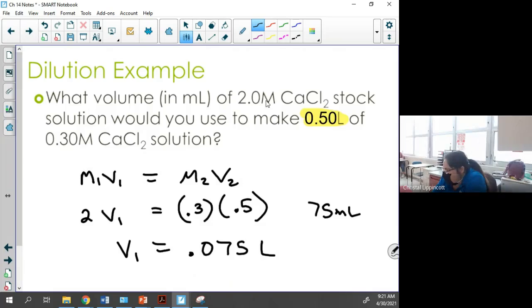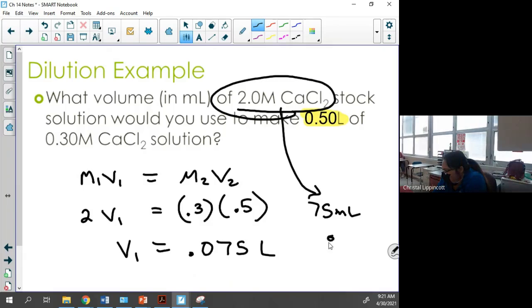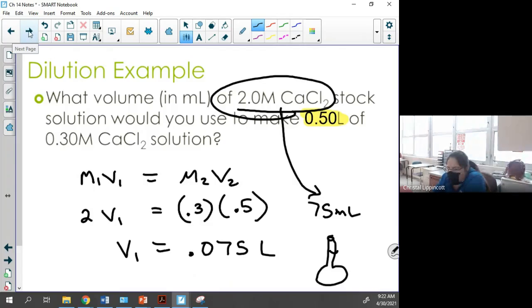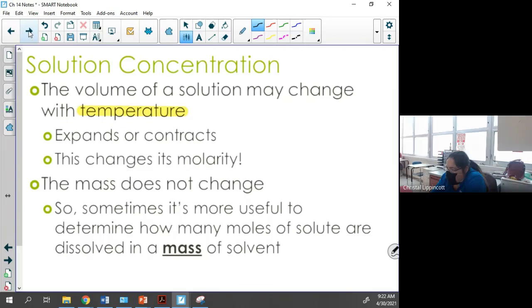So I would take 75 milliliters of this guy. I would put that into my volumetric flask. Okay, and then I would add water up to that etched line. And then I would have it taken care of. And you guys are going to have to do that. That's part of your lab that's going to be coming up.